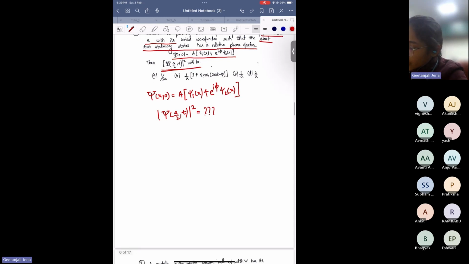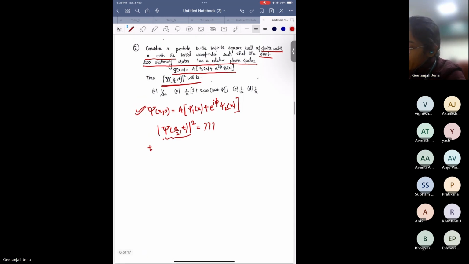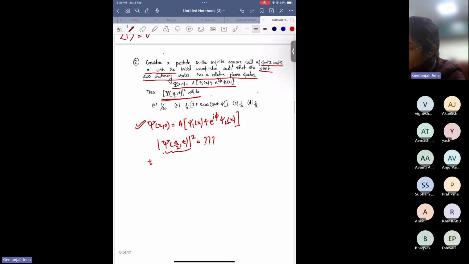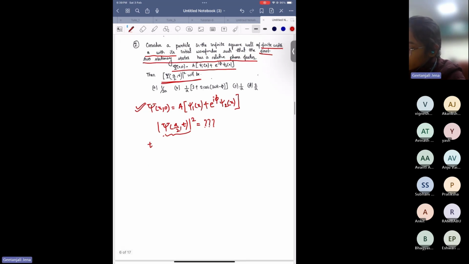So let's solve it. Given this, you have to find out the value of this function at a later time t. It is also given that phi 1(x) and phi 2(x) are stationary states.